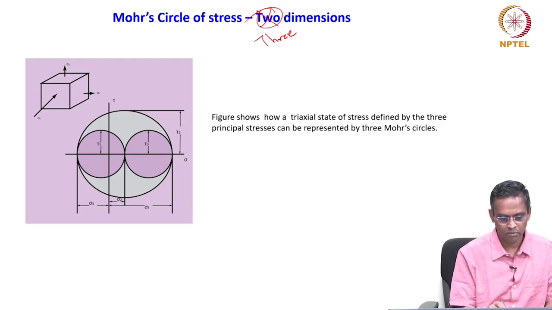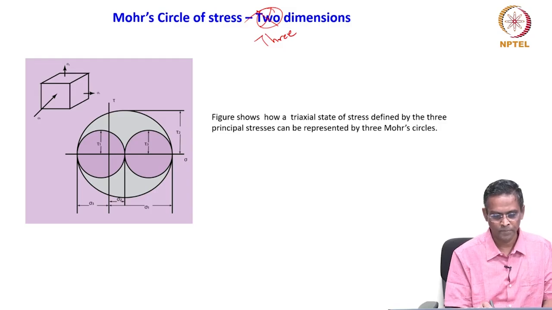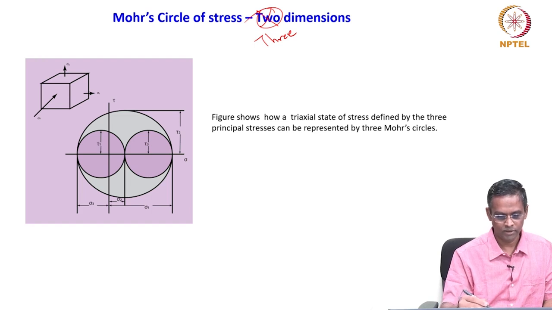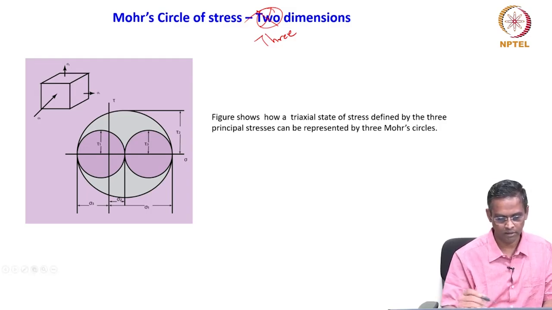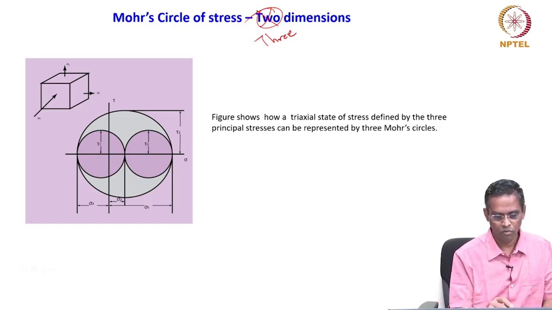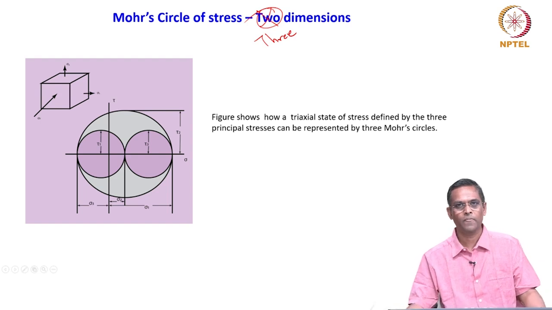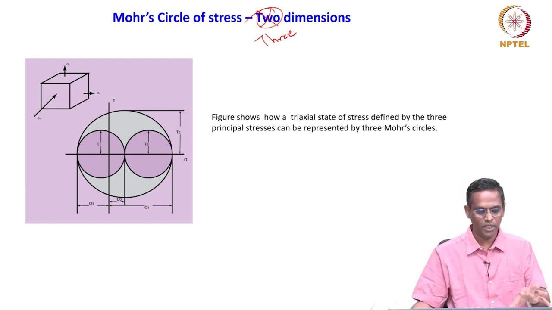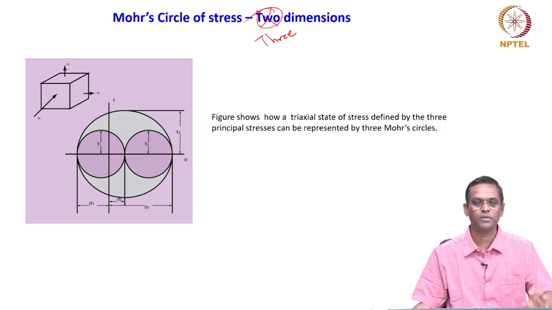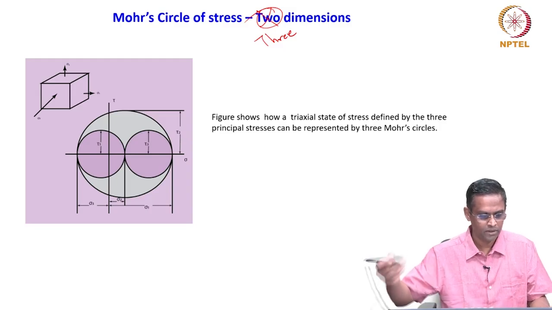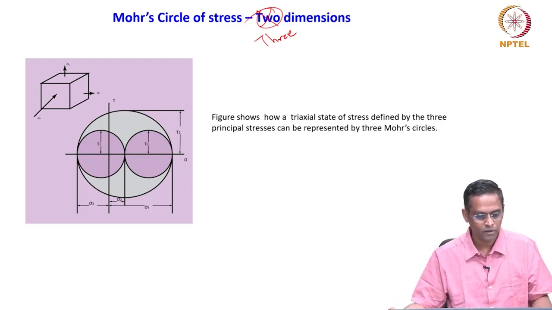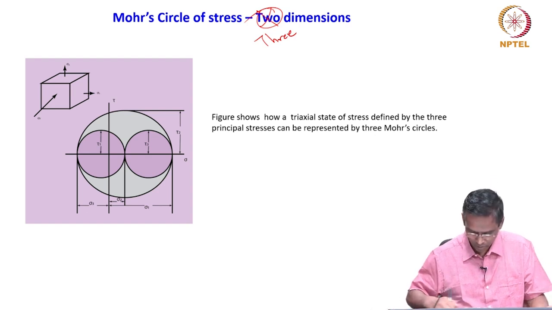Sigma 3 is compression, sigma 2 is tension, sigma 1 is tension. Talking about shear stress, the tau 2 is highest, and this is tau 1, and this is tau 3. So any combination of stresses can be brought into a simple, graphical representation. That's the beauty of representing the Mohr circle, right? So that is how you can make use of them.